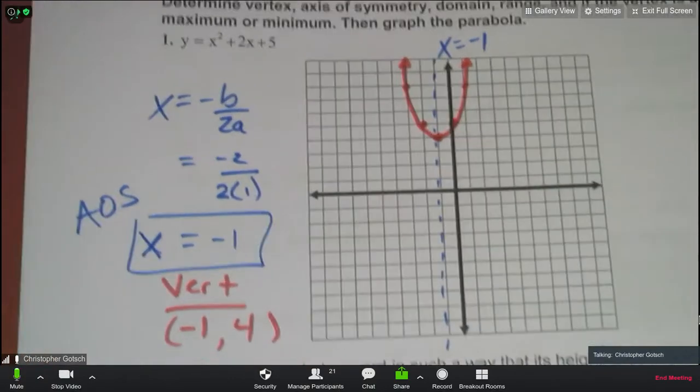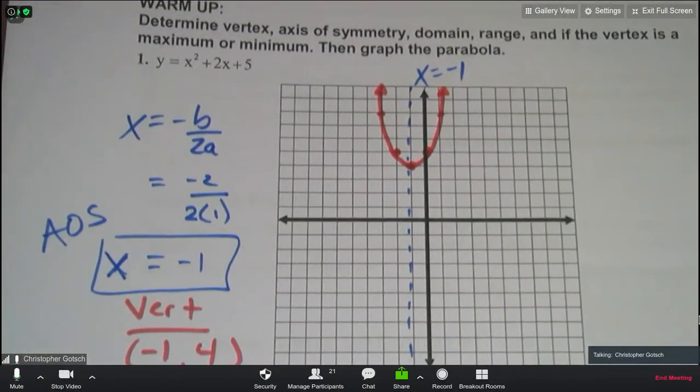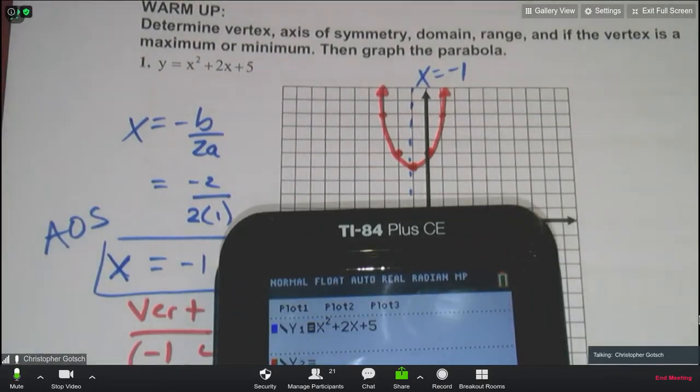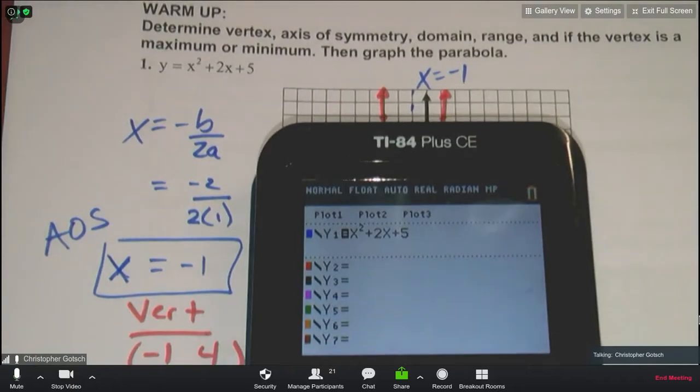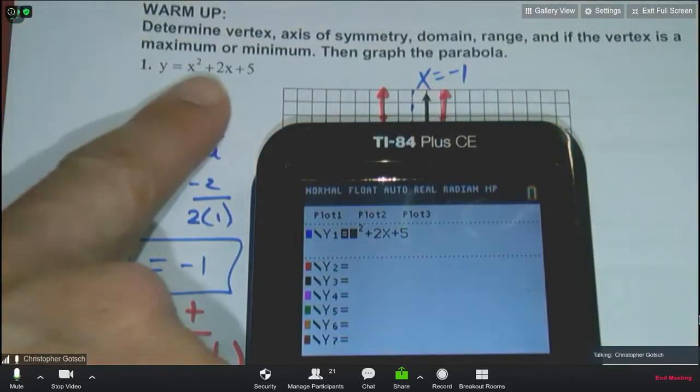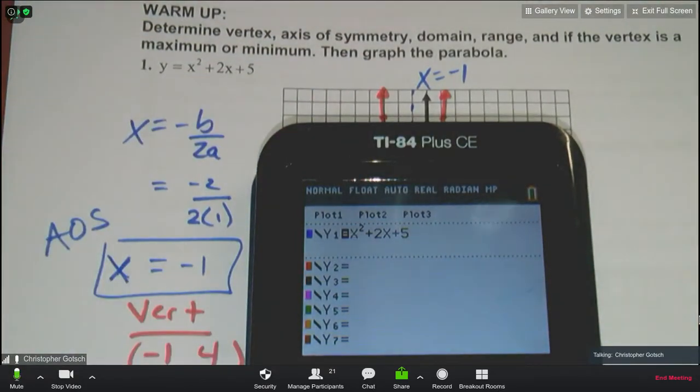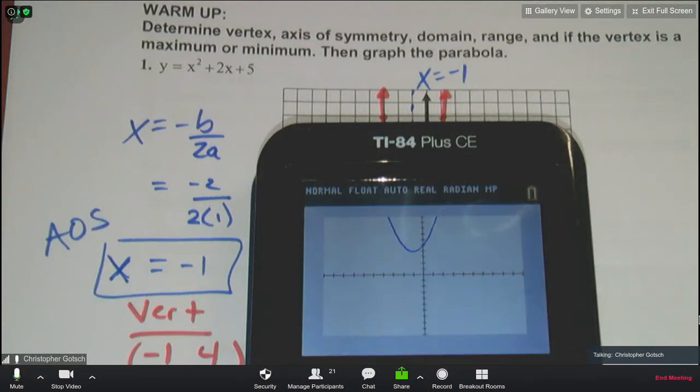Any questions with that part? Y equals, I just typed in the function x squared plus 2x plus 5. Yeah, I just threw this guy in there. And then I'm in zoom 6, and we should get that graph. Let me know if you don't get that. Or sometimes you guys, again, get error messages. If you're getting an error when you're typing it in, let me know. If it's an error dim mismatch, it means your plots are on. So we got to turn that off.